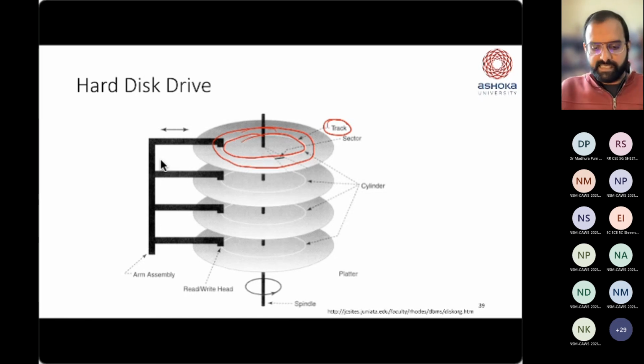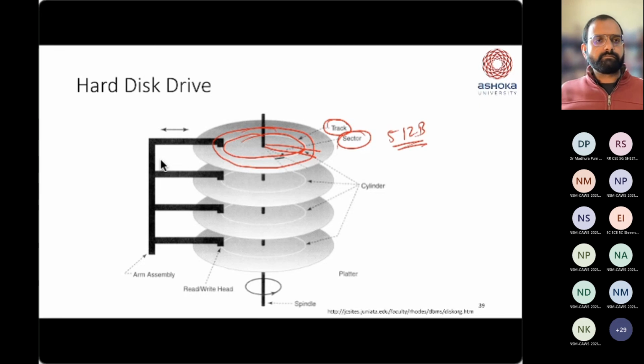You can think about this disc as a pizza, and then you can slice the pizza into sectors. Wherever this slice of the pizza intersects with the track is what is known as a sector. And the basic unit of information storage on a hard disk drive is a sector, which is typically, let's say, 512 bytes in size.